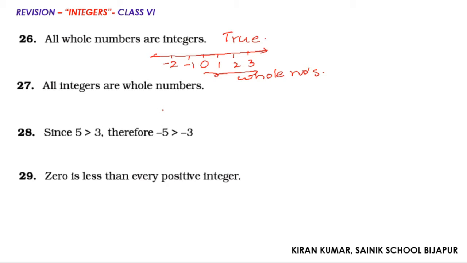27th statement: All integers are whole numbers. This statement is a false statement, because in the collection of integers we have got negative numbers, and negative numbers are not present in the set of whole numbers. I'll write that negative numbers are not whole numbers.